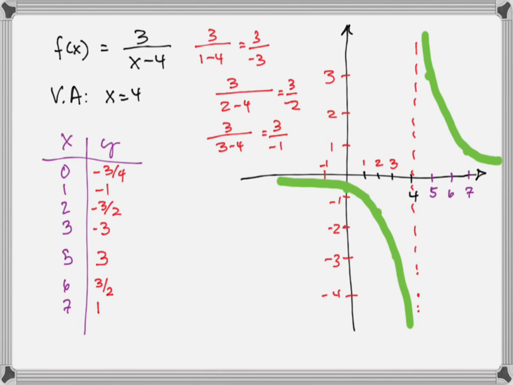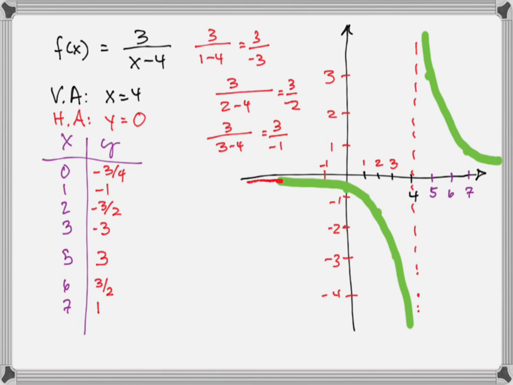So since our VA is 4, and our HA, I didn't ask you, but what is the HA here? Y equals 0. That's the x-axis. So I come really close to that, the x-axis, which is y equals 0. I come really close, but I'm not crossing it. And the same thing over here.